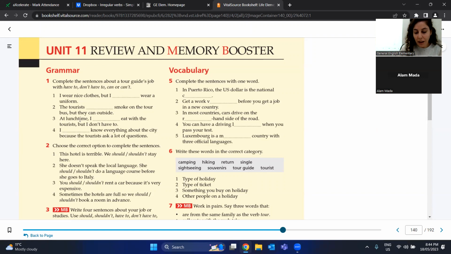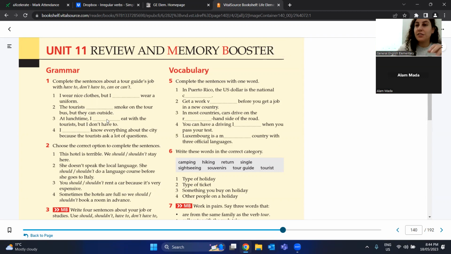So at lunchtime, I have an option. If I want, I can eat with the tourists, but I don't have to. Do you remember last week? This is where we had trouble with the difference between have to and can. Have to means it's very important. Can is if I want, at lunchtime, I can eat with the tourists, but it's not important. I don't have to. It's not 100% I have to.